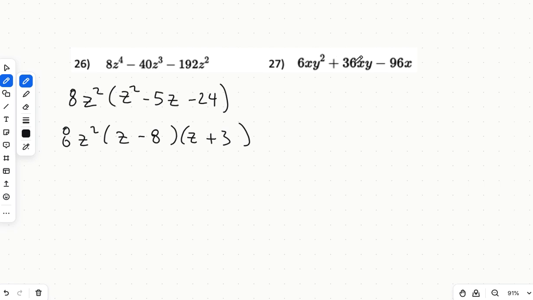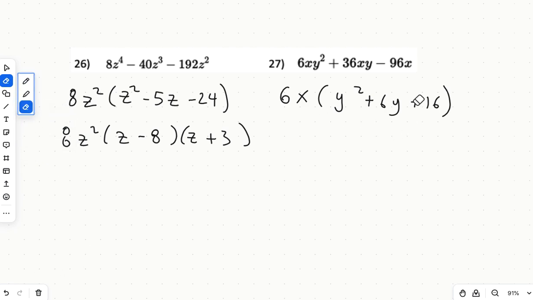This last one looks like we have a common theme of 6's, so let's get that out front. And then everything has a y. So that will leave y squared. 6 into 36 would be 6. Oops, that should be a y, not an x. And 6 goes into 96 16 times. So then we are looking at, oops, and I just noticed I wrote that sign down wrong. So that doesn't factor. There we go.